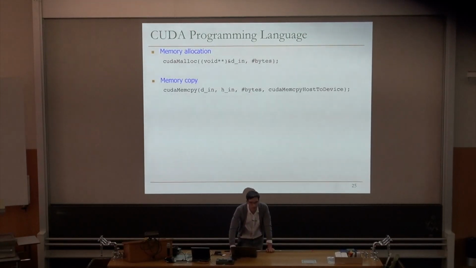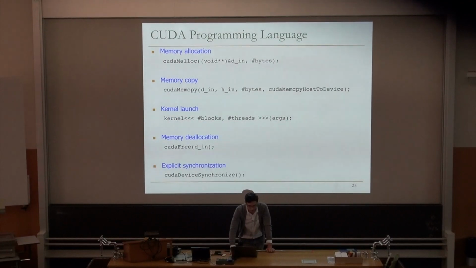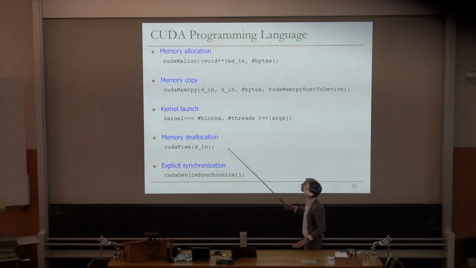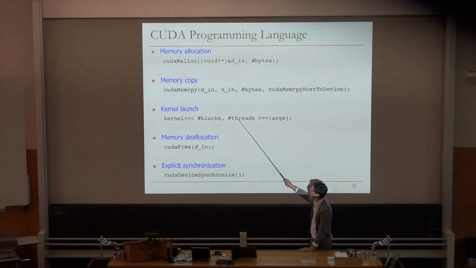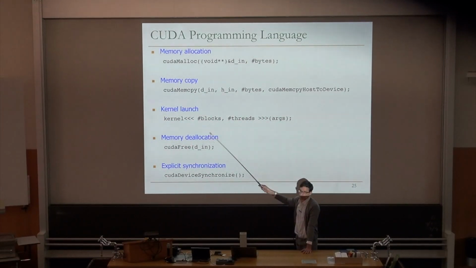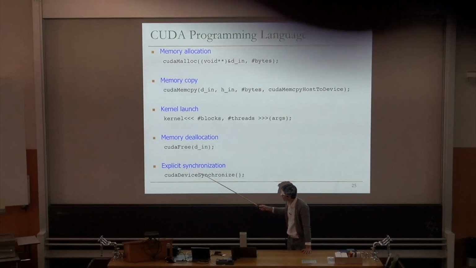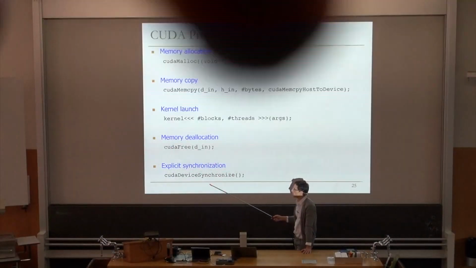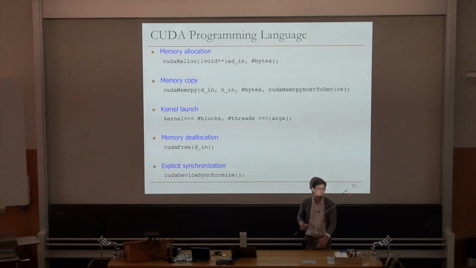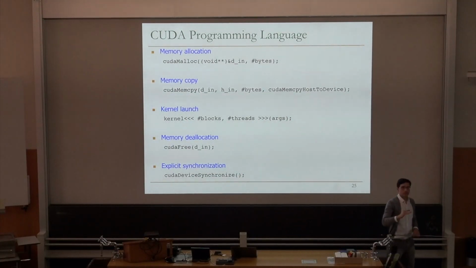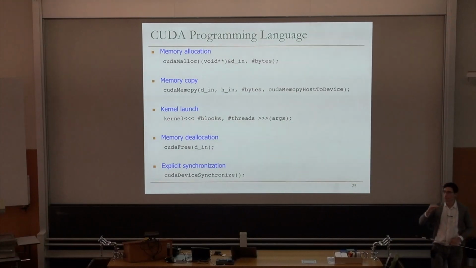Okay, you can find in this slide more of the specific syntax of all these instructions. We have cudaMalloc, we have cudaMemcpy, we have the kernel launch. Same as we have the cudaMalloc, we need a cudaFree when we want to deallocate memory. And the very last thing here is this explicit synchronization command, cudaDeviceSynchronize, that is used to explicitly know when one kernel has terminated.